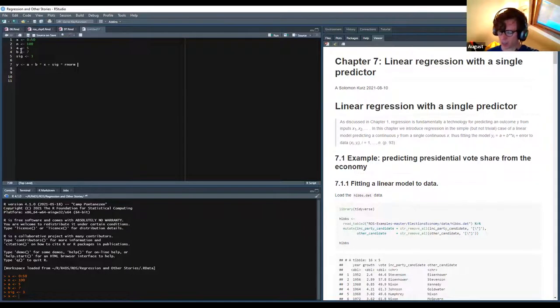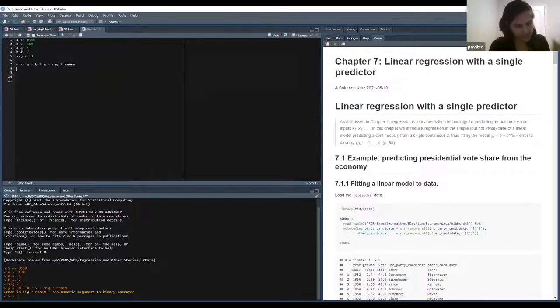Okay. But I haven't put that down. Oh wait, this formula is meant to go into our stand, is it? Well, yes. So then you have to create a data frame with it. You would say data, assignment operator, data.frame of x comma y.